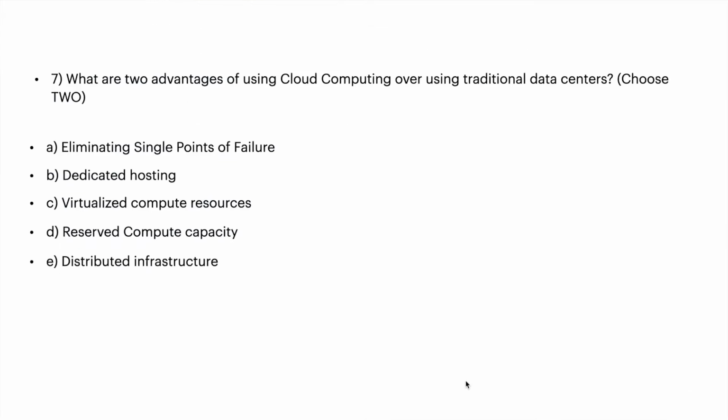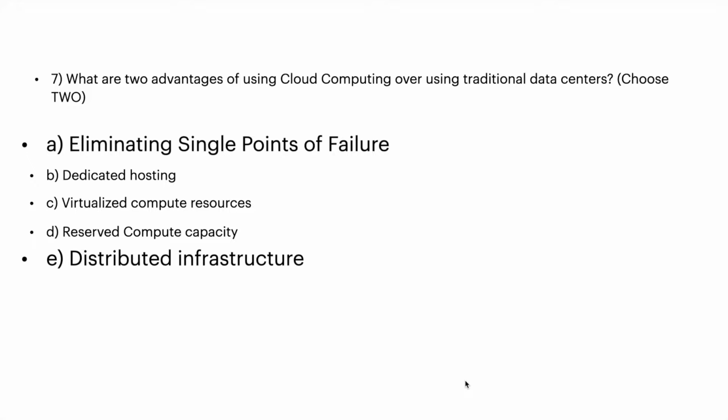There are two advantages of using cloud computing over using traditional data centers. Choose two. A. Eliminating single point of failure. B. Dedicated hosting. C. Virtualized compute resource. D. Reserved compute capacity. Or E. Distributed infrastructure. The right answers are A, eliminating single point of failure, and E, distributed infrastructure.